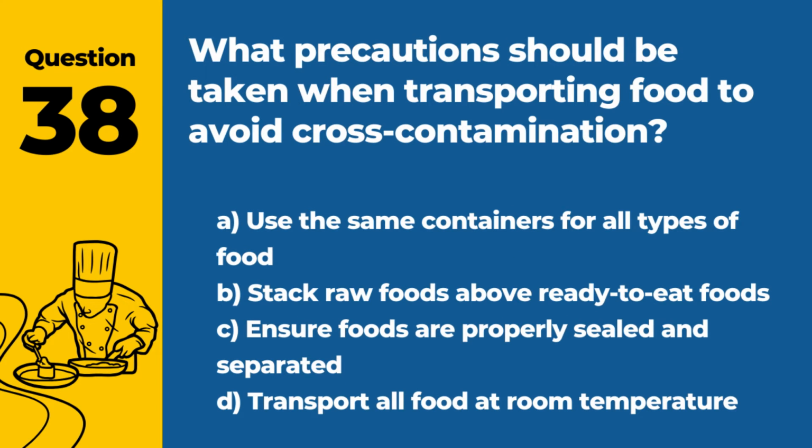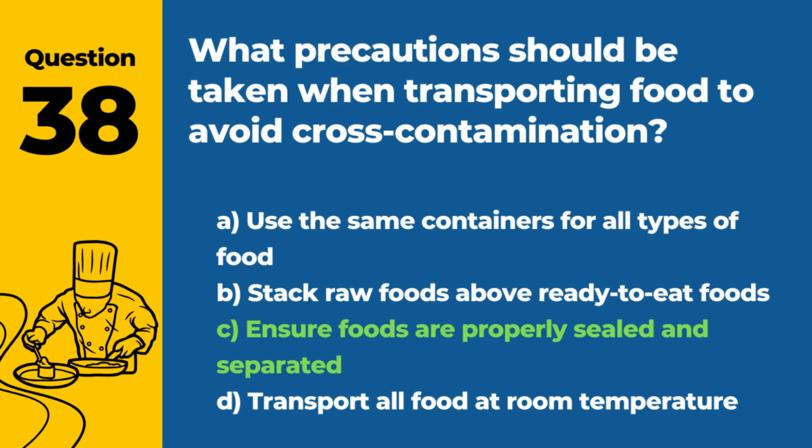Question 38. What precautions should be taken when transporting food to avoid cross-contamination? A. Use the same containers for all types of food. B. Stack raw foods above ready-to-eat foods. C. Ensure foods are properly sealed and separated. D. Transport all food at room temperature.